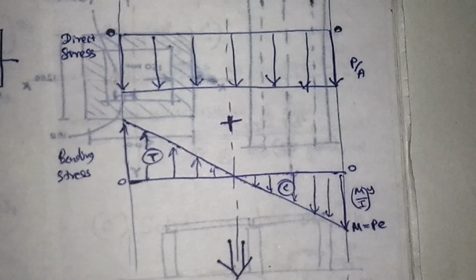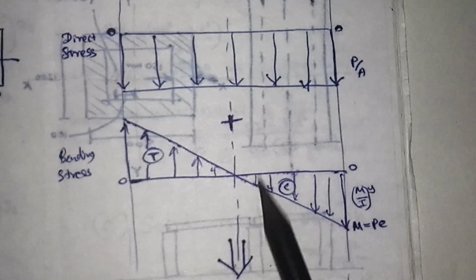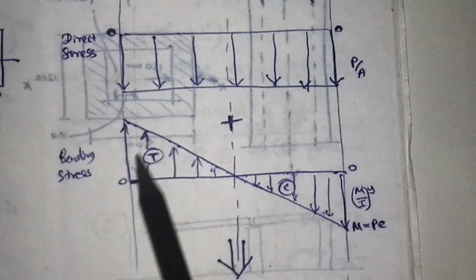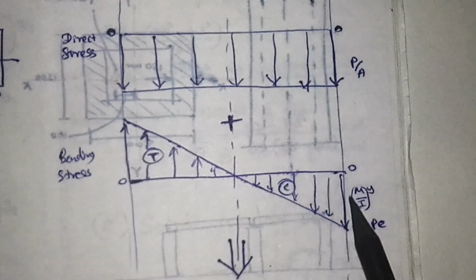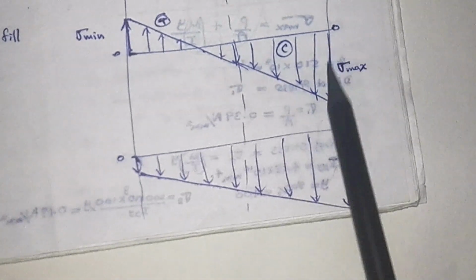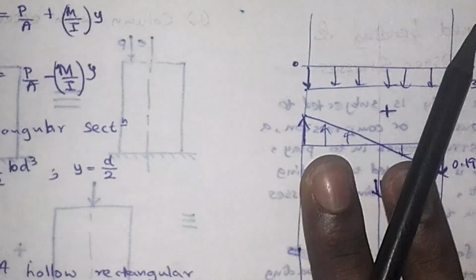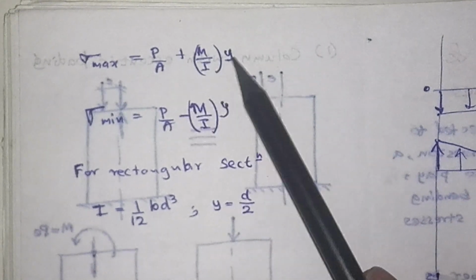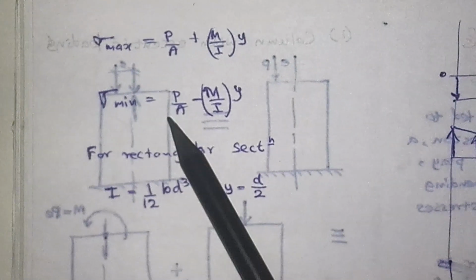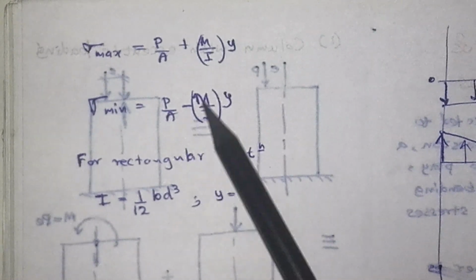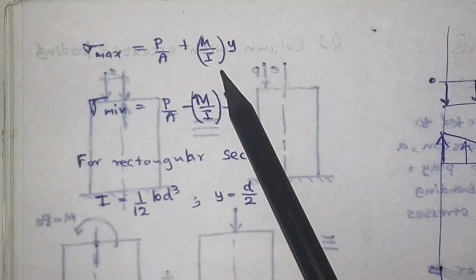This can be simplified using the superposition theorem. On one side the two will be added, but on the other side you have to subtract. Then you will have this type of diagram. So the maximum is sigma max and the minimum is sigma min, the maximum stress and minimum stress. Sigma max can be calculated as P over A, that is the direct stress, plus M over I into Y, that is the bending stress. Sigma min can be found as P over A minus M over I into Y, direct stress minus bending stress. Sigma max is direct stress plus bending stress.